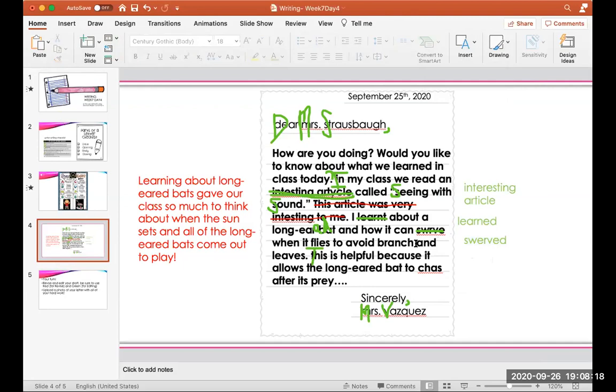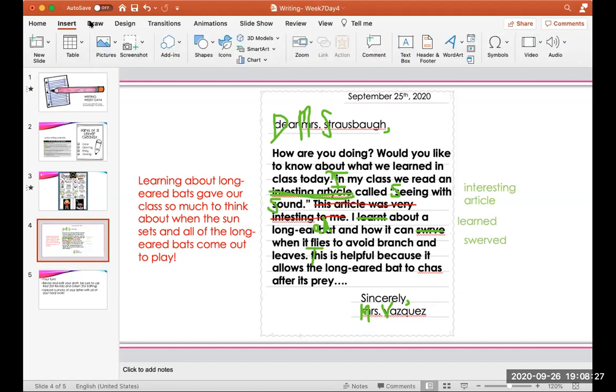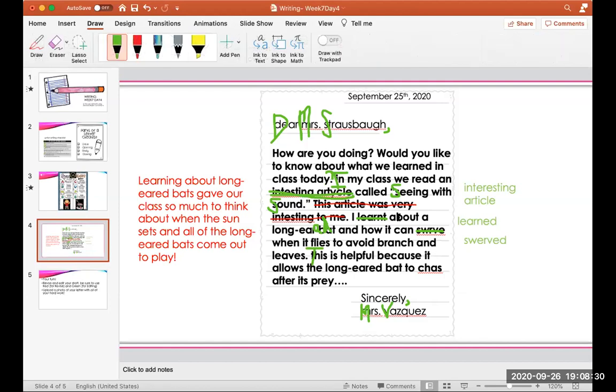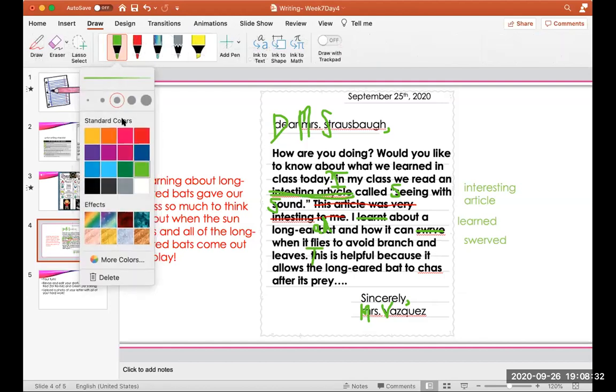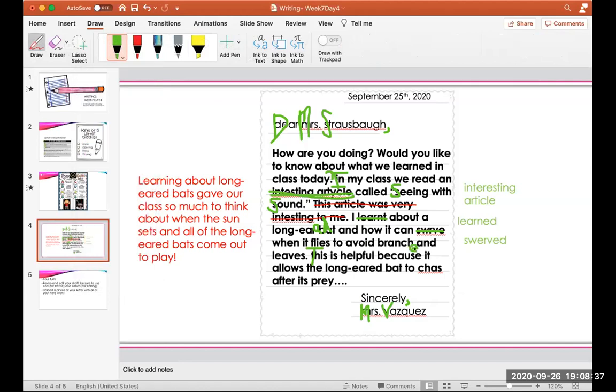When it flies to avoid branches, I gotta add that ES in there. Branches. Remember, there's not just one branch when they're flying around. It was more than one. We have to make sure we're using all of our words correctly and make sure it makes sense. And if it doesn't, then you need to fix it. ES. This is helpful because it allows the long-eared bat to chase. Sneaky E. Mrs. McElhatton taught me that after it spread. Sincerely, Mrs. Vasquez. All right, we did it.